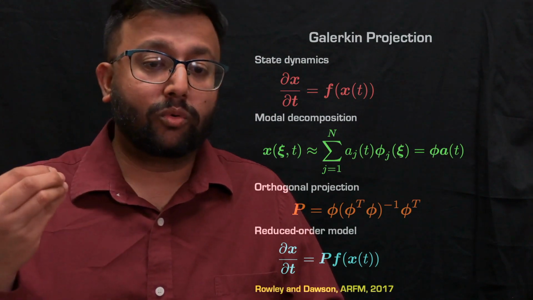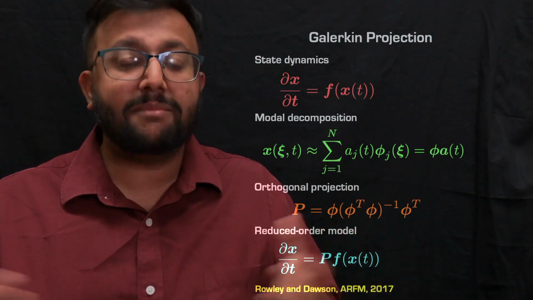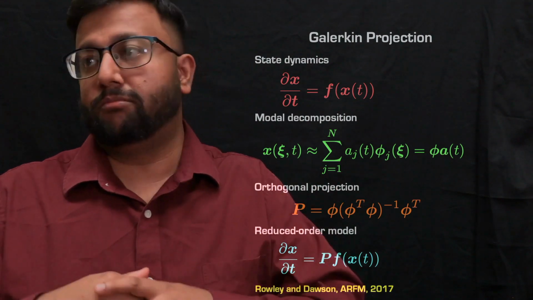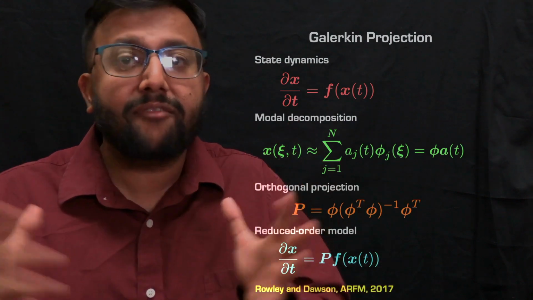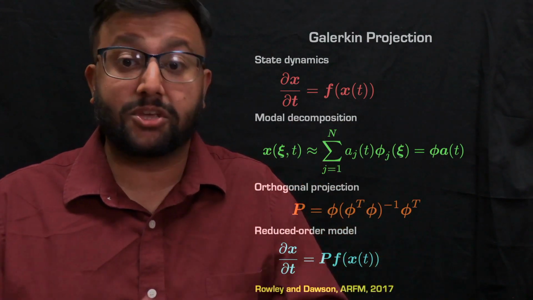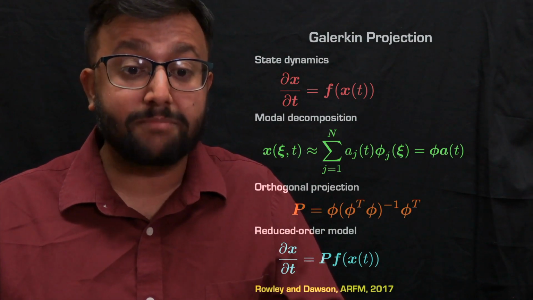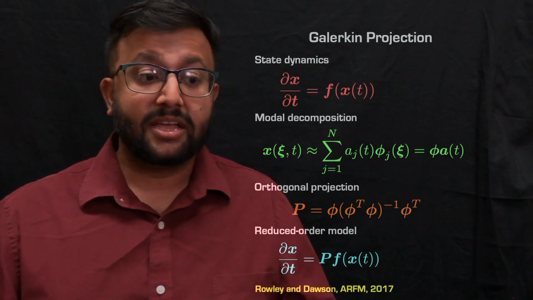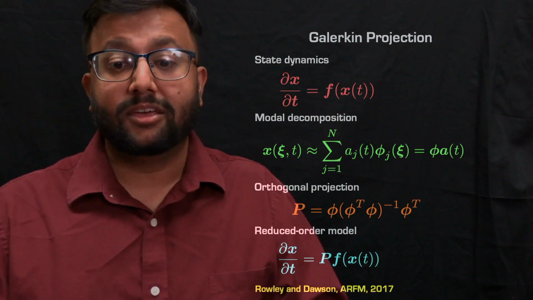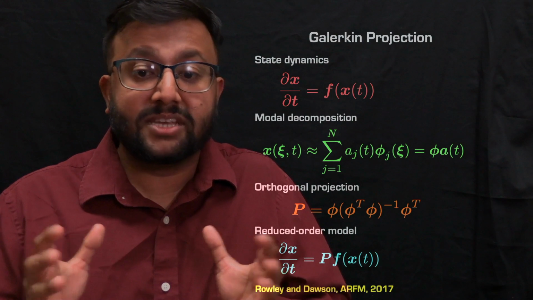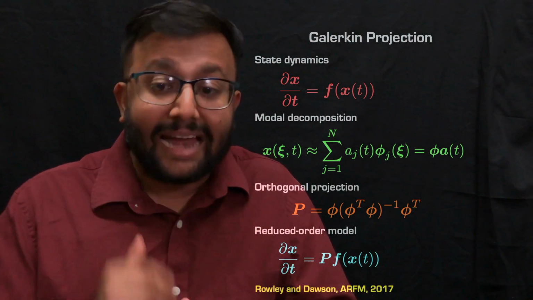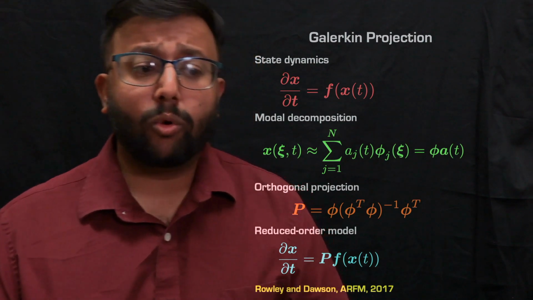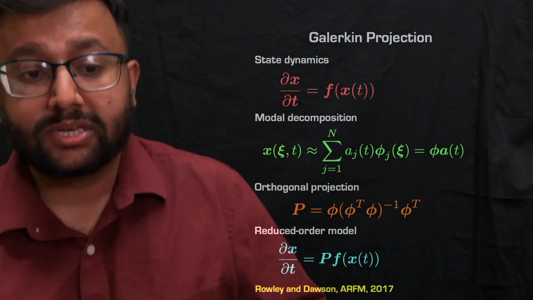Okay, so let me recap. We have the state dynamics, we do the modal decomposition, but because strictly the dynamics of f may not span the subspace that's spanned by the POD modes, what we want to do is an orthogonal projection such that we find the subspace that is closest to f that is spanned by the POD modes.